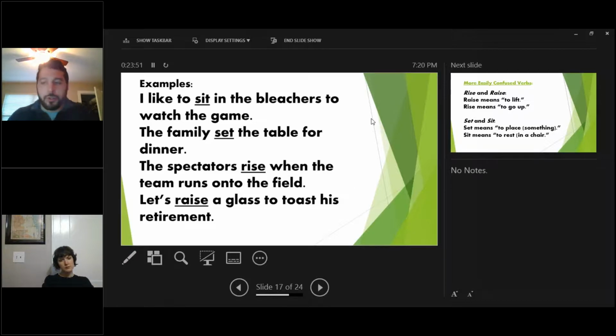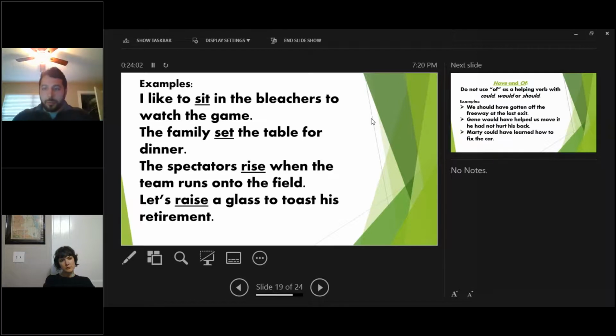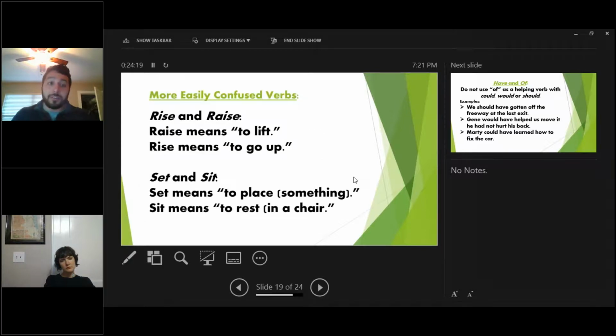Okay, and here's just a couple of those in practice. I like to sit in the bleachers to watch the game. So to rest on something, just sit on the bleachers. The family set, so placed the settings on the table for dinner. And then with rise and raise, the spectators rise when the team runs onto the field, and let's raise a glass to toast his retirement. So raise, lift, and rise, to go up.